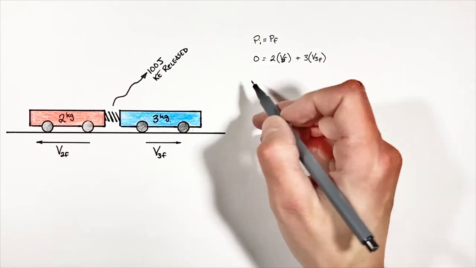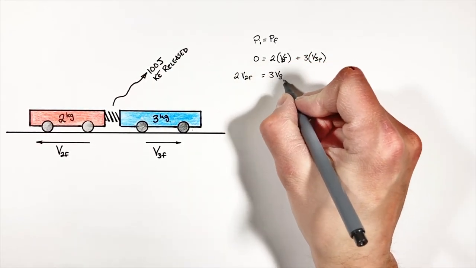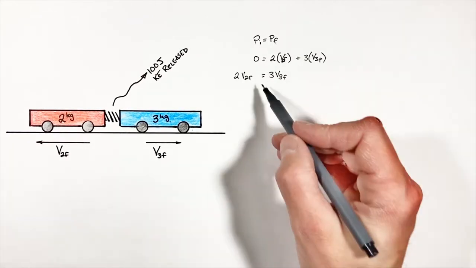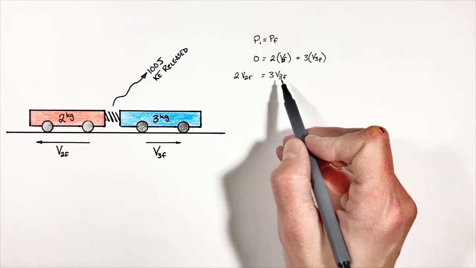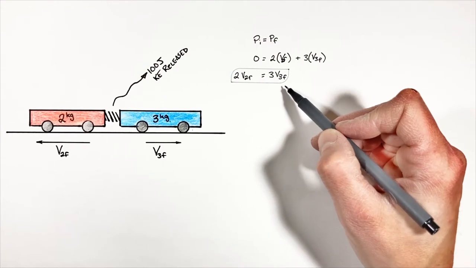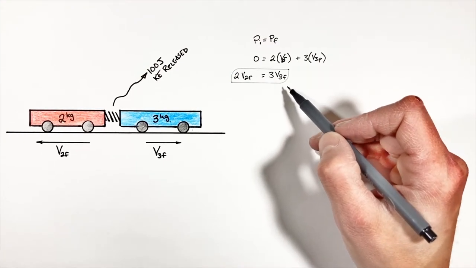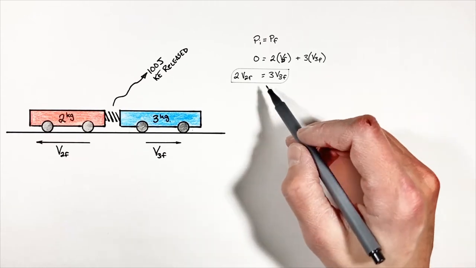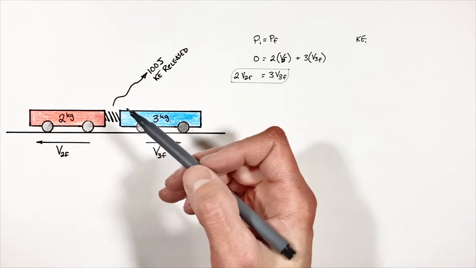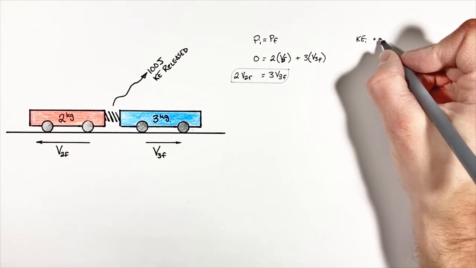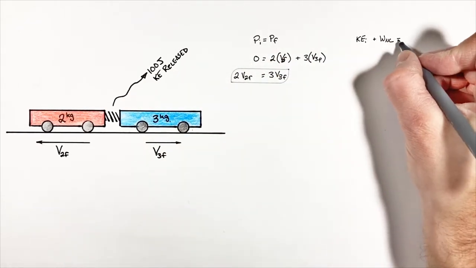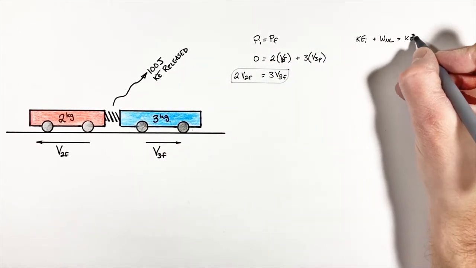So moving this term to the other side of the equals sign, we've set up an equation relating our two final velocities to one another. The problem being, we have only one equation, but we have two unknowns here. So ultimately, we need a second equation. And to generate that second equation, we're going to take a look at the kinetic energy which is released in this problem. Now, we know there's going to be some initial kinetic, which in this case is zero, plus some non-conservative work. That's going to be the energy which is released by the spring, and that's going to leave us with the final kinetic energy.